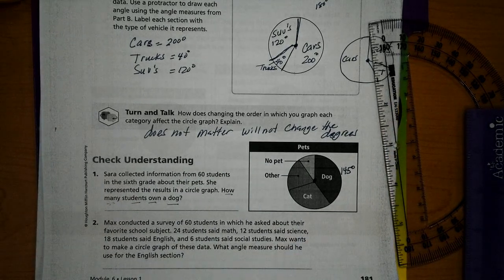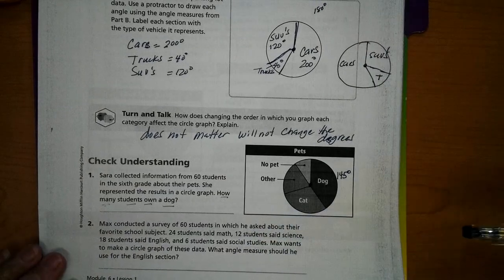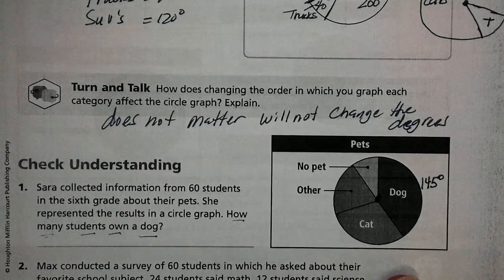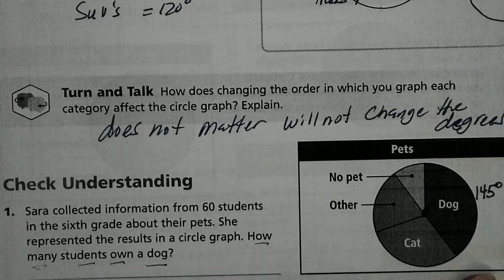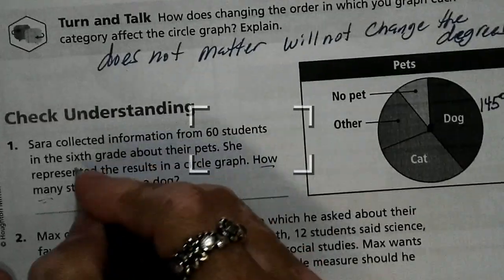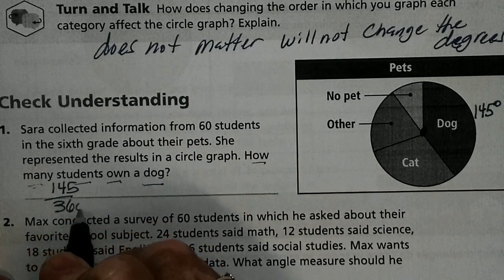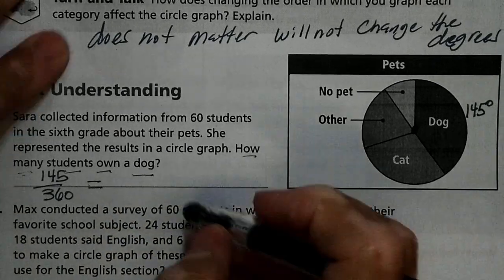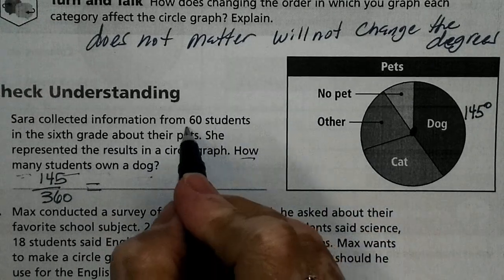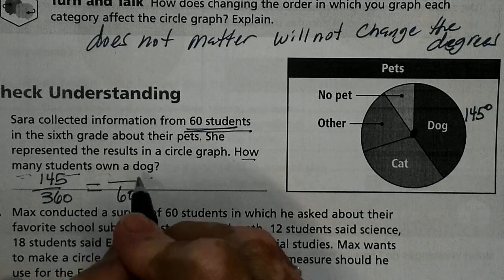Okay? So how do we set that ratio up? Now that I have my degrees. 145 over 360. Yep. So 145 over 360 equals what? So what do we know? She surveyed 60 students. Yep, so that's going to go in my denominator.